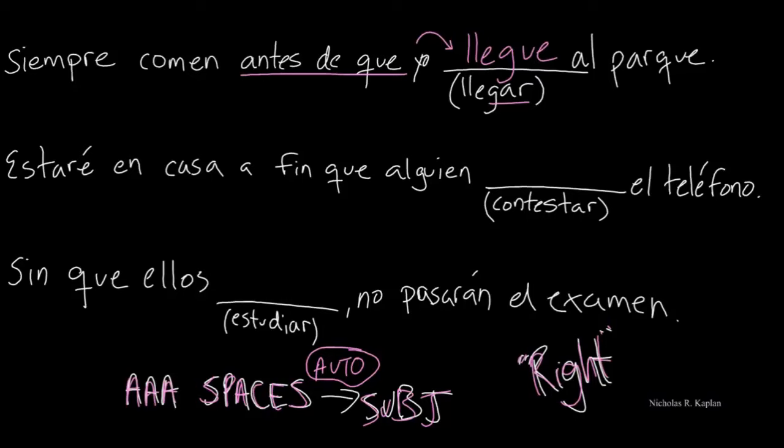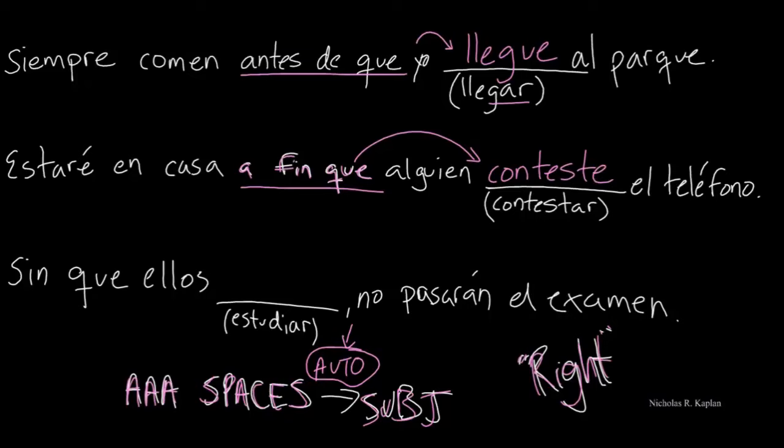Number two. So we're looking at that, and it says, well, I will be at home in order that someone answers the phone. So we look at our clause, a fin que. Is that one of them? And yeah, that is one of them. So we're going to automatically use the subjunctive, and we put the subjunctive verb to the right of the clause.